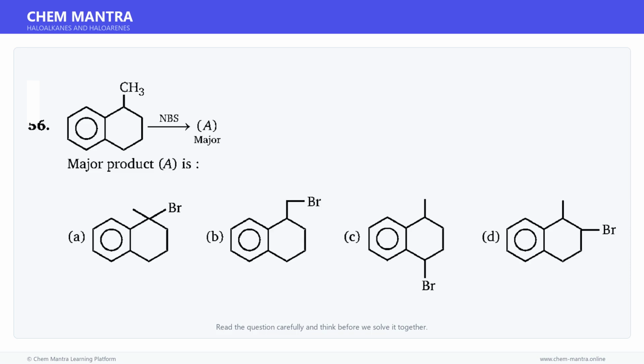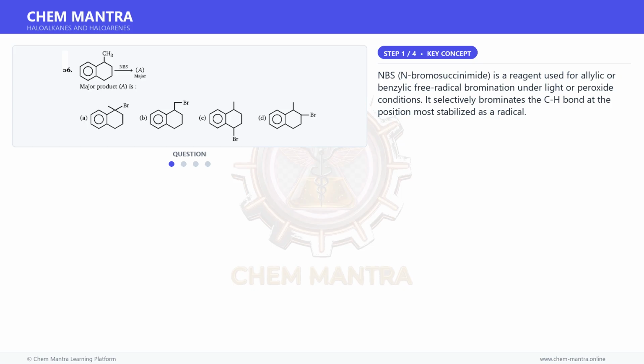Here is a question. Read it carefully and think about the answer. Let us solve it step by step. Let us first understand the key concept here. NBS, N-bromosuccinimide, is a reagent used for allylic or benzylic free radical bromination under light or peroxide conditions. It selectively brominates the C-H bond at the position most stabilized as a radical.